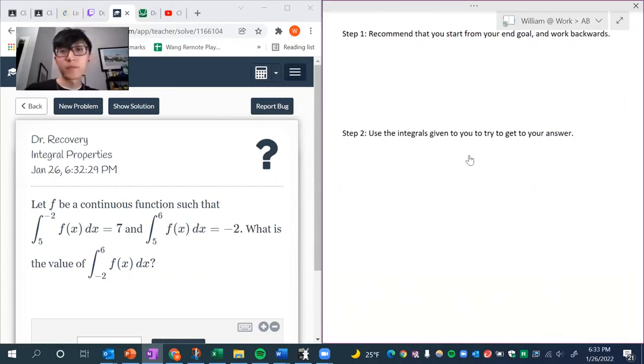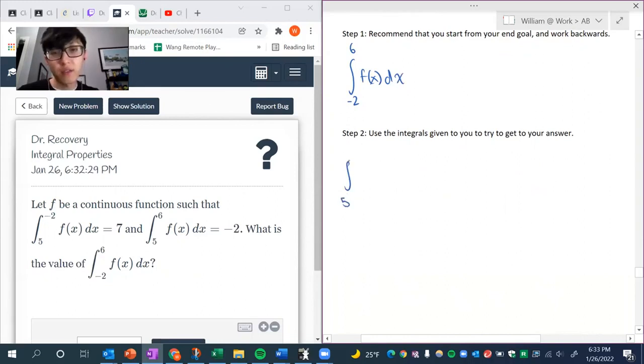So my integral, what I'm looking for is my integral from negative 2 to 6 of f of x dx. That's what I'm looking for, right? And what am I given? Well, I am given my integral from 5 to negative 2 of f of x dx. I'll just say my integral from 5 to negative 2 is equal to 7. And my integral from 5 to 6 is equal to negative 2.